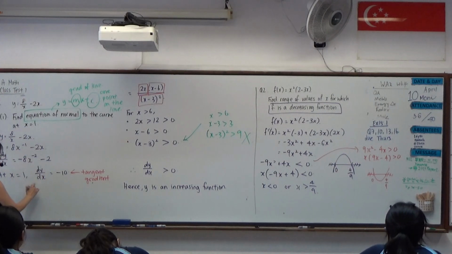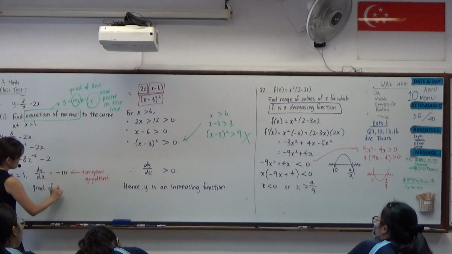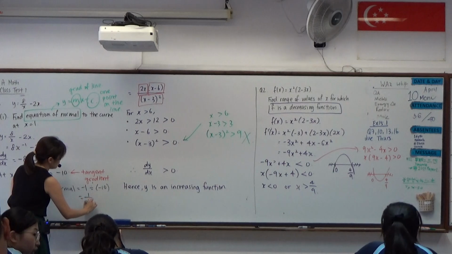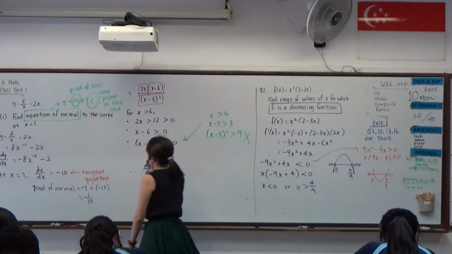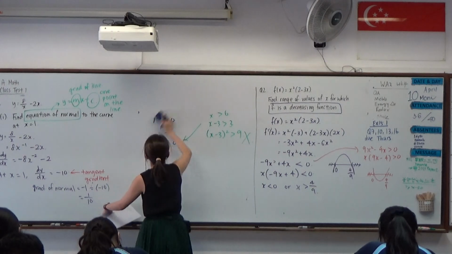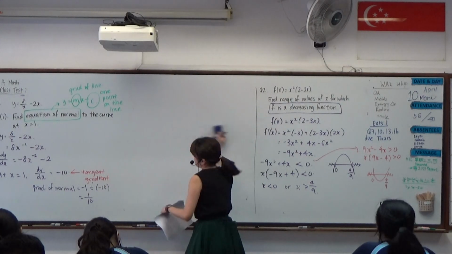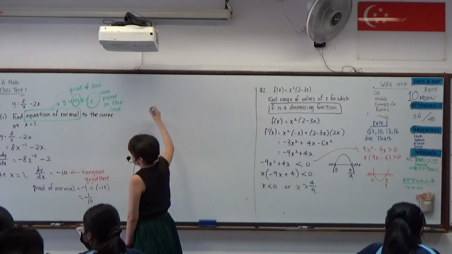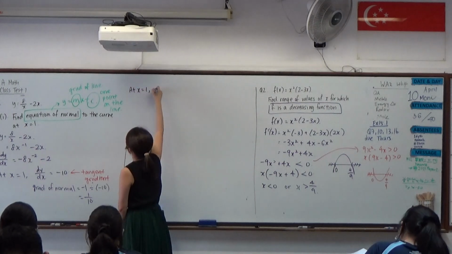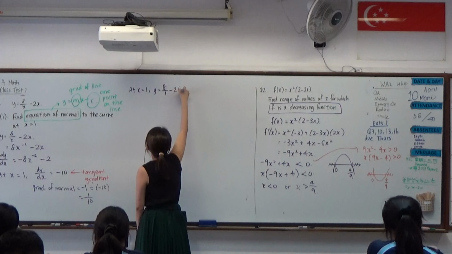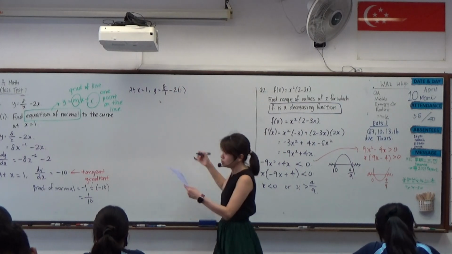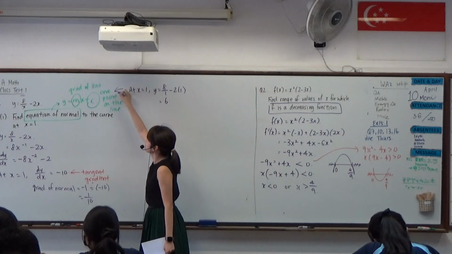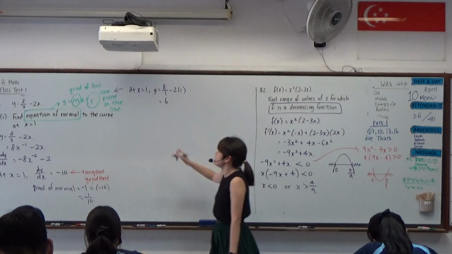Hence our gradient of normal is negative 1 divided by negative 10, which is 1 over 10. Okay, so for those few minority that didn't get full credit, it is slightly because of the gradient. Then at x equals to 1 itself, we need to find out what is the y value. That will give us 6, because that will actually be the point on the line, which is 1, 6.